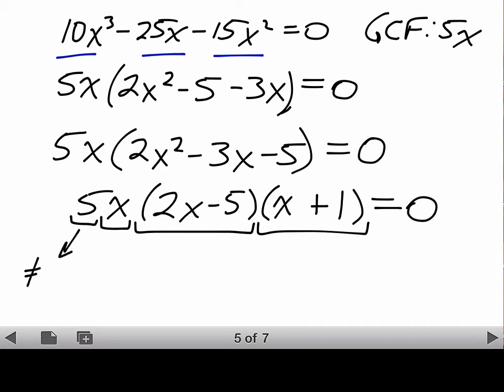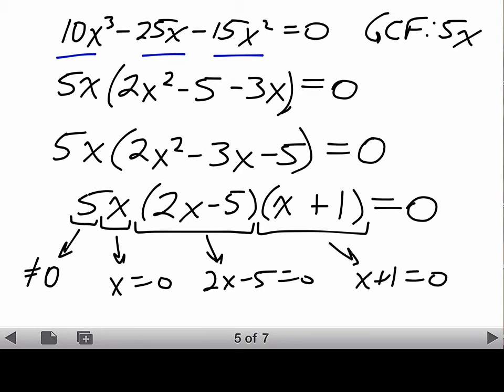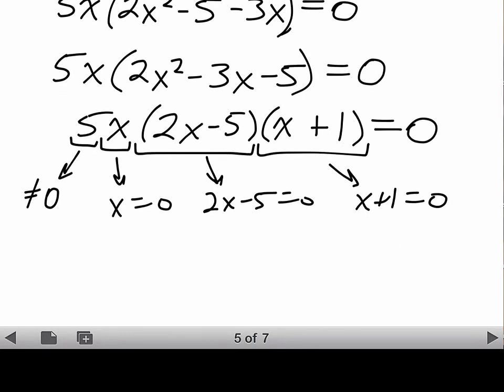Notice 5 is not equal to 0. However, x could be 0, 2x minus 5 could be 0, or x plus 1 could be 0. And what we're after is all the values of x that would make this a true equation. So we're going to solve each of these that need to be solved, that is the second and the third ones. And adding 5 to both sides would give me a positive 5. Dividing by 2 will give me 5 halves.